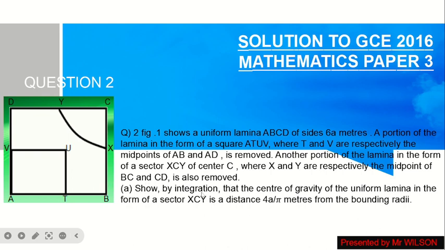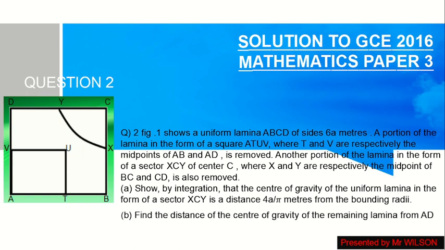A. Show by integration that the center of gravity of the uniform lamina in the form of a sector XCY is a distance 4a over pi meters from the bounding radii. B. Find the distance of the center of gravity of the remaining lamina from AD. So that is the question. So let us solve directly today. Solution.